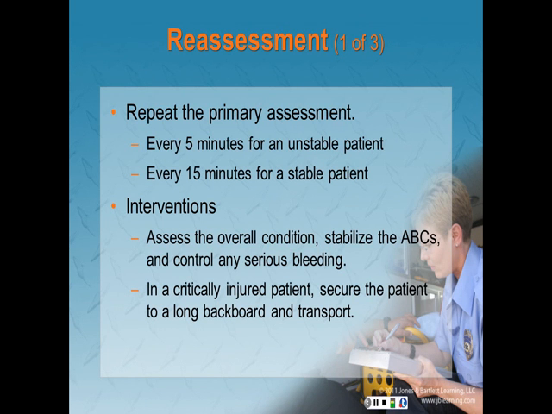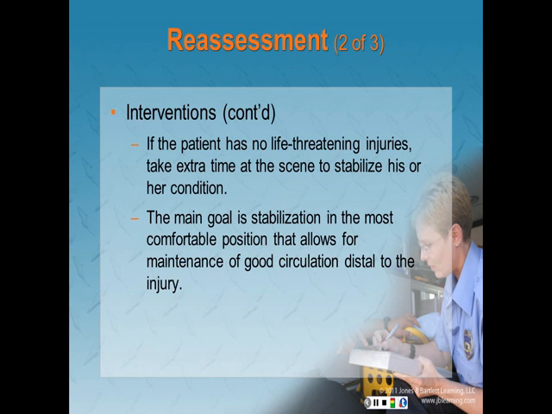Reassess the patient en route to the emergency department. If the patient has no life-threatening injuries, you may take extra time at the scene to stabilize the patient's overall condition. Remove the patient's clothing to look for open fractures or dislocations, severe deformity, swelling, or ecchymosis. Check the patient's circulation, motor function, and sensation prior to and after splinting. When you have finished assessing the extremity, apply a secure splint, commercial or otherwise, to stabilize the injury prior to transport. A comfortable and secure splint will reduce pain, reduce shock, and minimize compromised circulation. The main goal in providing care in musculoskeletal injuries is stabilization in the most comfortable position that allows for maintenance of good circulation distal to the injury.